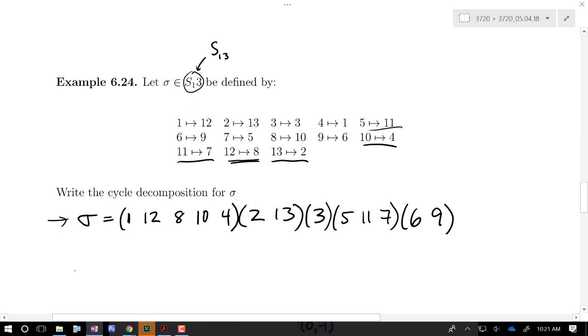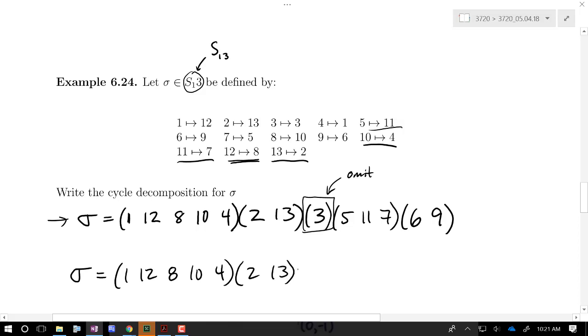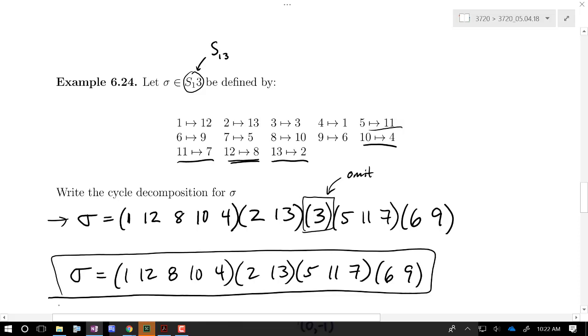Now the last thing that I'm going to do quickly is, we found all these cycles that are part of the cycle decomposition, but again, any cycle of length 1 we omit. So I'm just going to eliminate that one. It's not that it's incorrect to include it, it's just sort of redundant to include a cycle that fixes an element. So this is sort of the simplest way to express it.